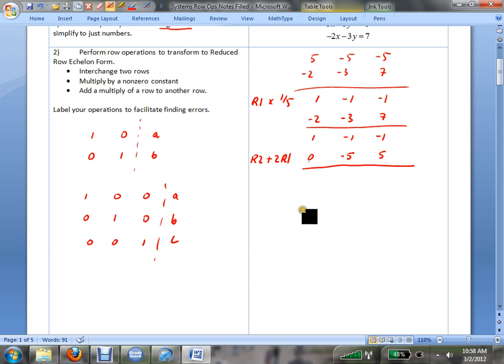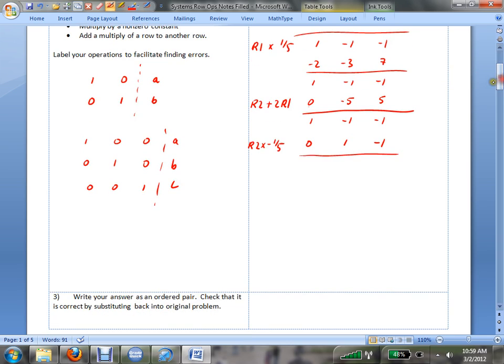Then it looks like I can do, I'll copy my first row down again, but then for my second row, I'll multiply by negative 1/5. So 0 times negative 1/5 is 0. Negative 1/5 times negative 5 is 1. And this is negative 1.